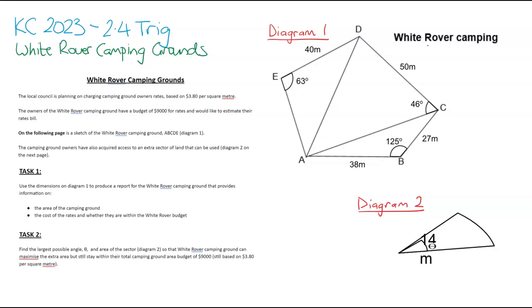In our video, we're looking at the Kuiper College 2023 2.4 Trig Practice Internal, and hopefully you remember the name, going over the White Rover camping grounds example that we just did in class.